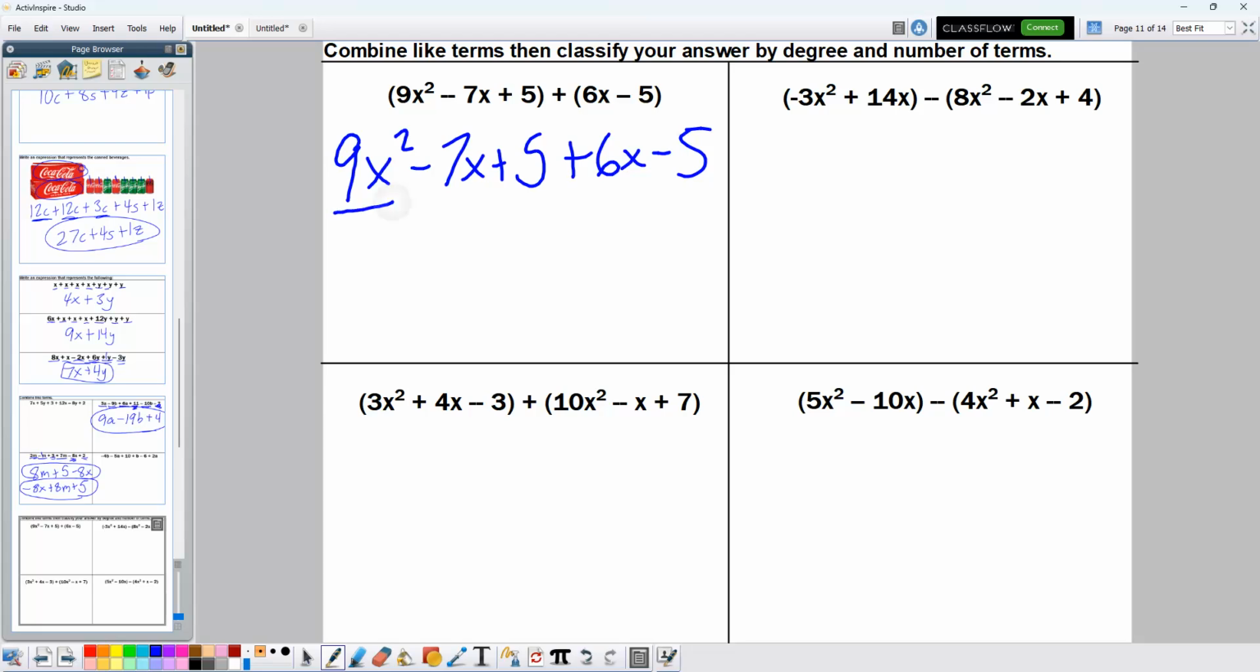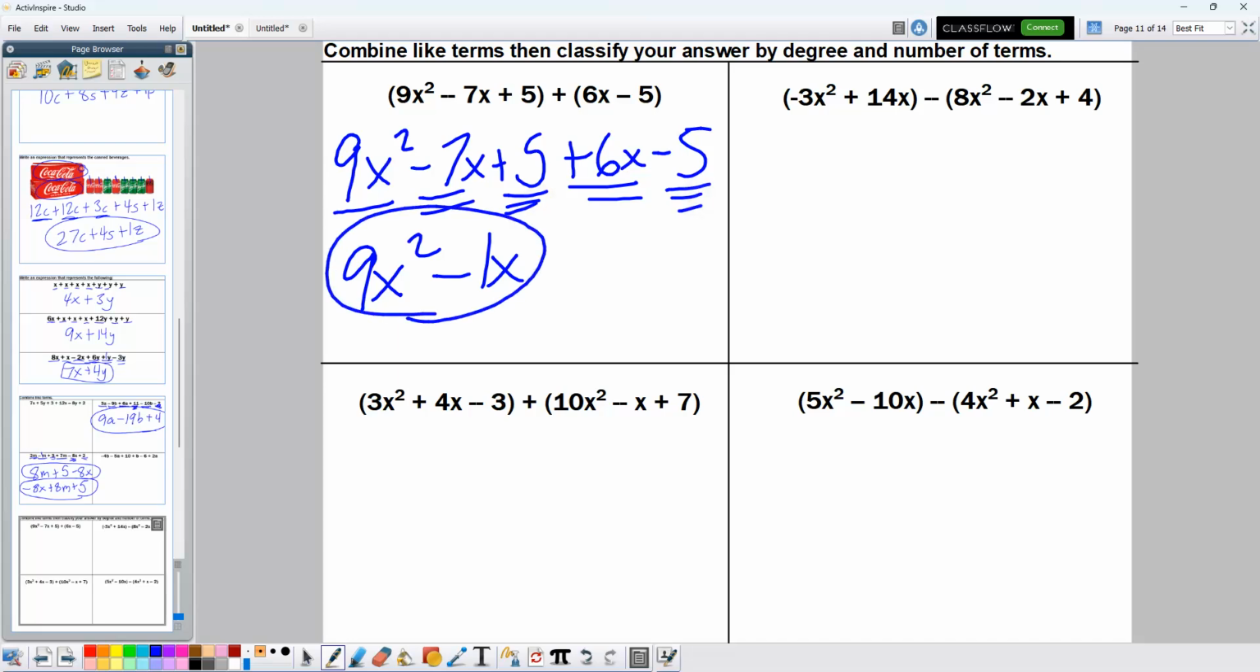So 9x squared, what goes with it? Well, there's not another x squared term. There are some x's, but there's not an x squared term up there. That's kind of like saying Coke Zero and Coke are the same thing. They're kind of close looking, but they're not the same thing. Negative 7x plus 6x. Negative 7 plus 6 would be negative 1x. 5 minus 5 is 0.